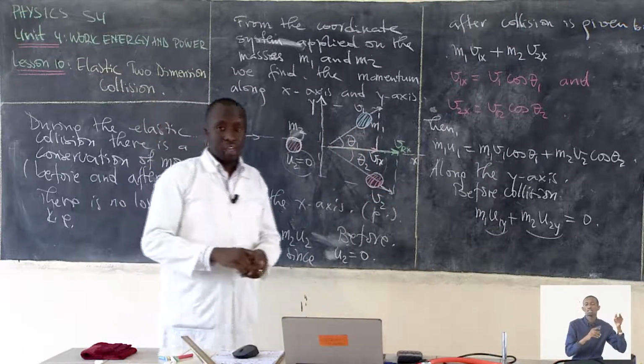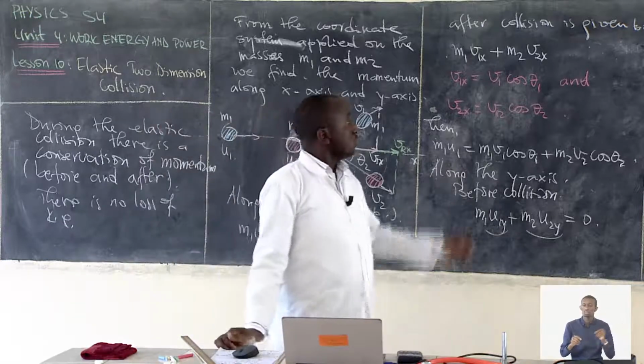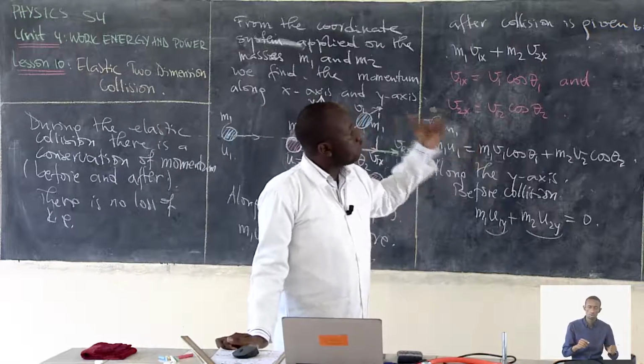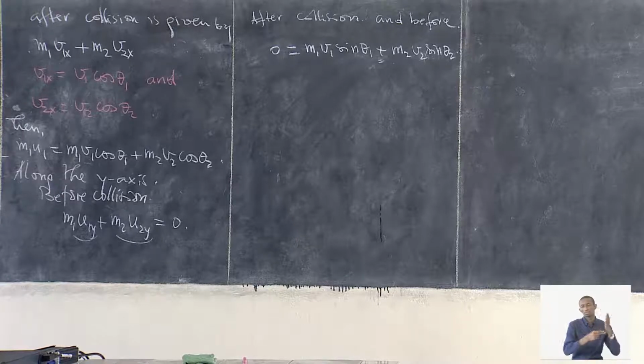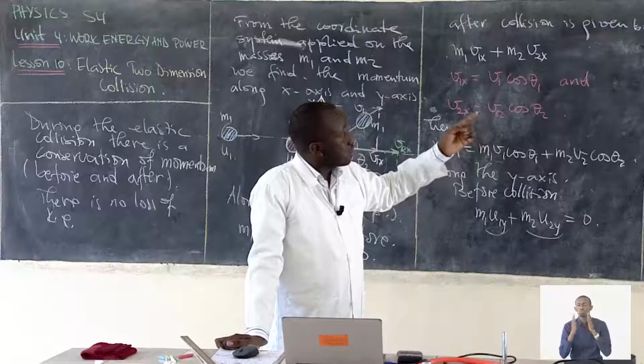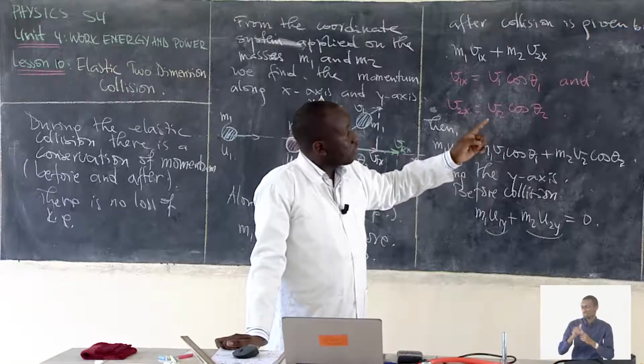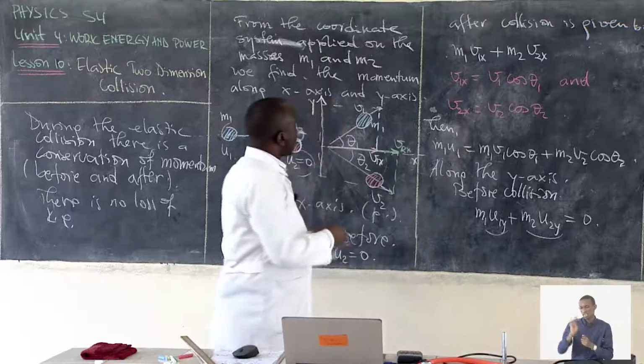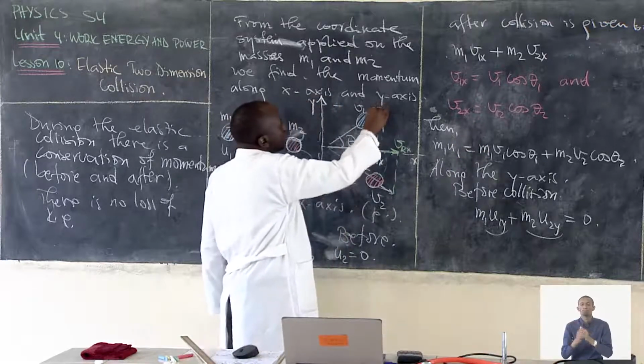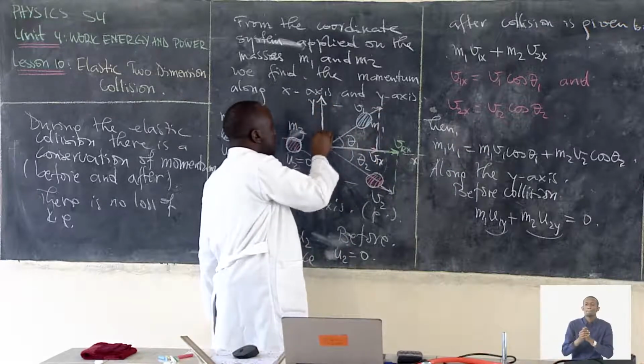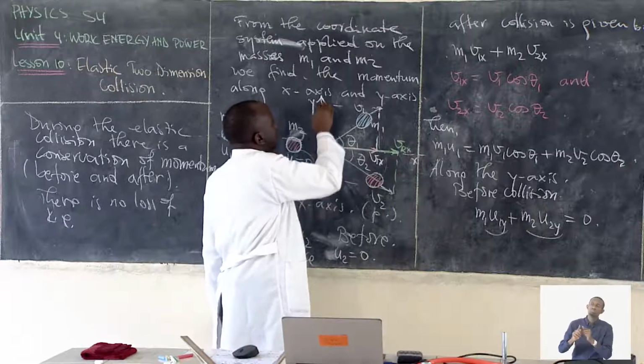So into the calculation, this is what we obtain. Here we have before and after collision. What we have as the conservation of momentum along the y-axis is going to be m1 v1 sine theta 1. Sine theta 1 here, because this will be considered here.